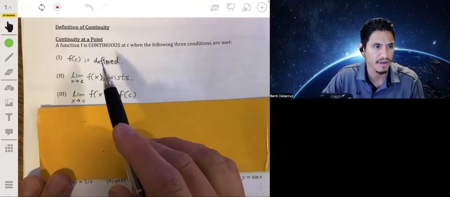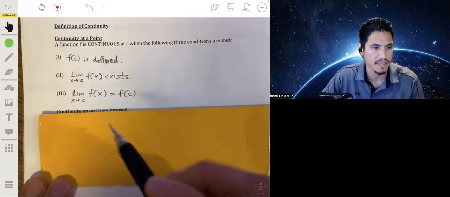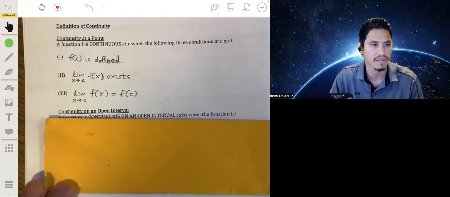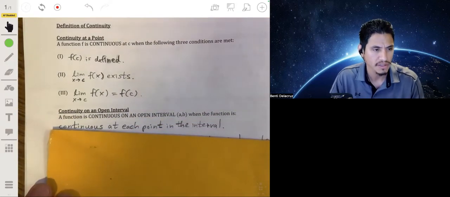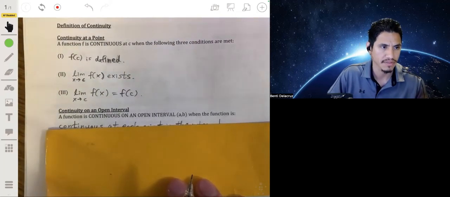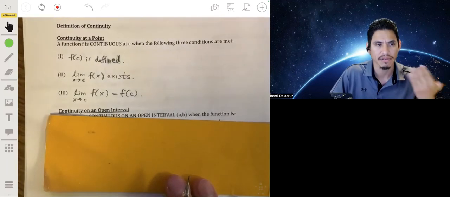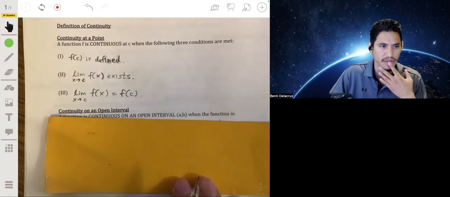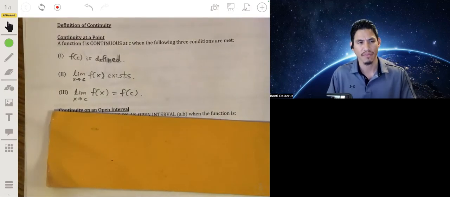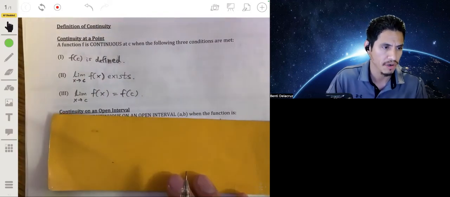f of c has to be defined. The limit as x approaches c of f of x needs to exist, and this limit also has to be equal to f of c. So if those three are met, then we can say that that's the minimum. Actually, no, I can't really think of any cases where, if this is met, at least in the math of the real numbers that we've learned so far, it won't be all right.